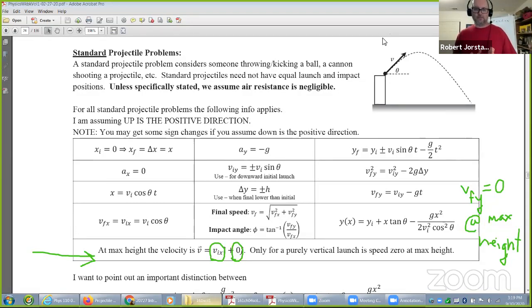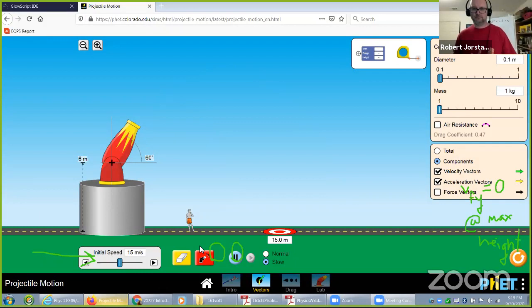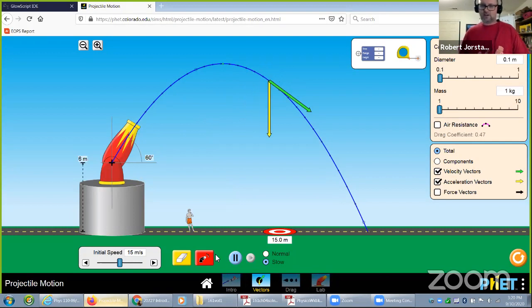And let's take a look at that. We've got a simulation right here, right? So when I fire this thing, let's look at the velocity. And this time, let's not look at the components. Let's look at the velocity and the acceleration. Here we go. As we fire this thing, the velocity is the green arrow. It never goes to 0. If we fire that again, the green arrow is all in the x direction at the top.